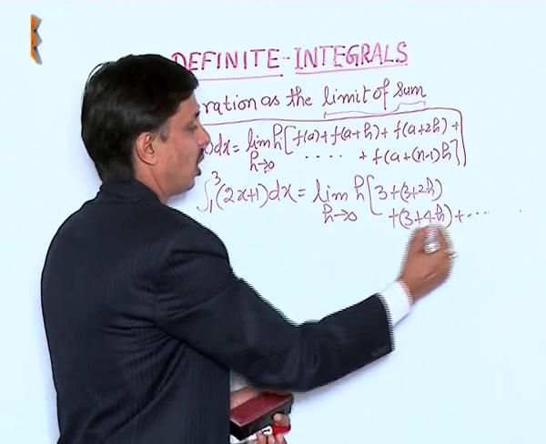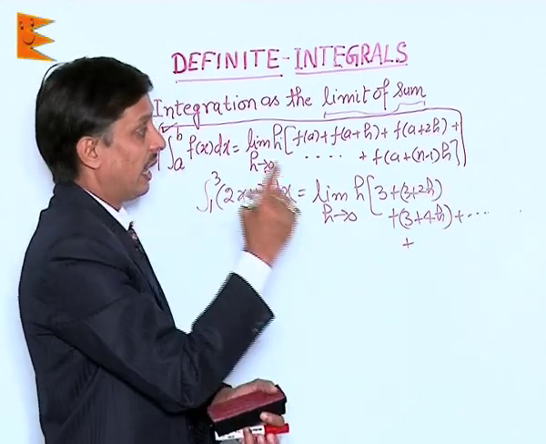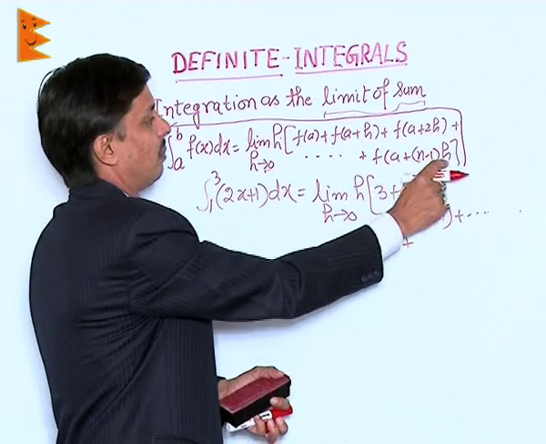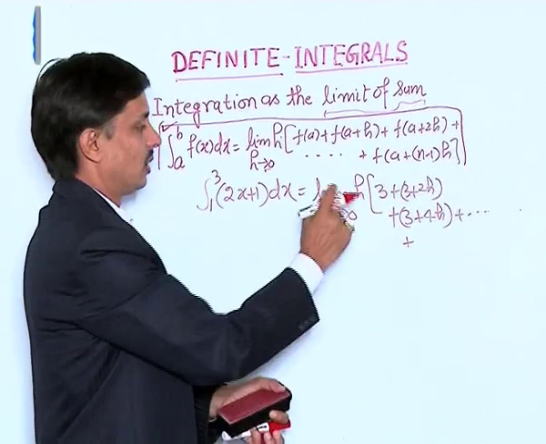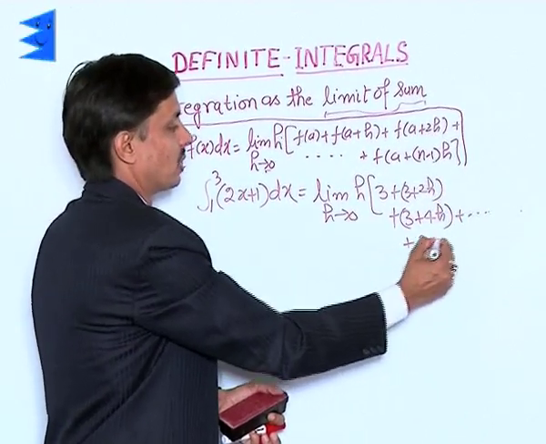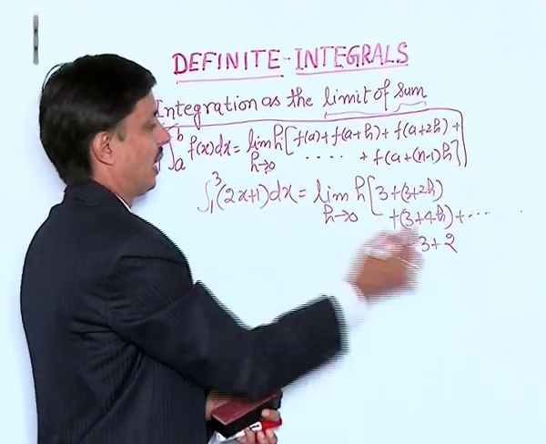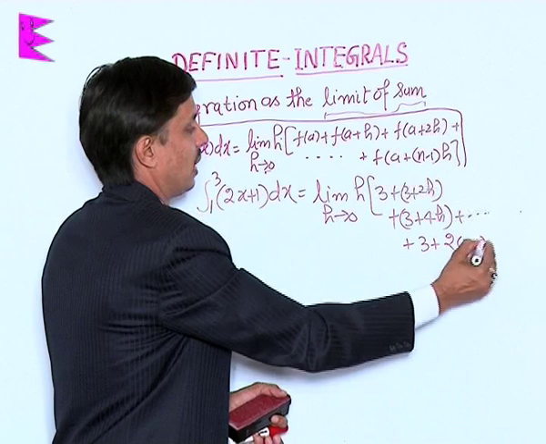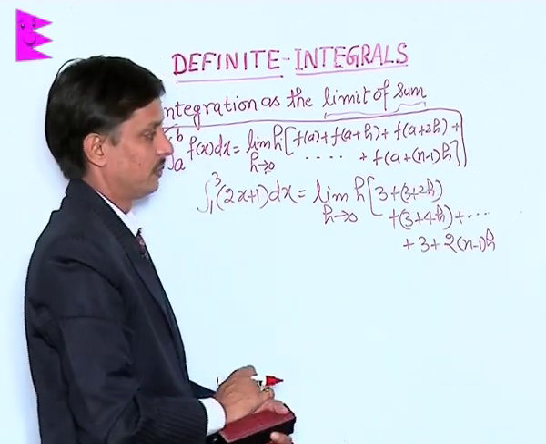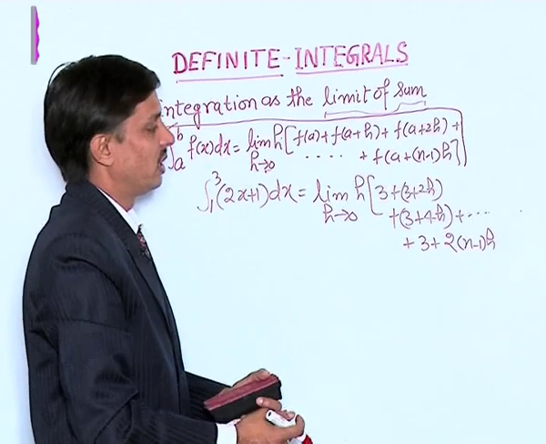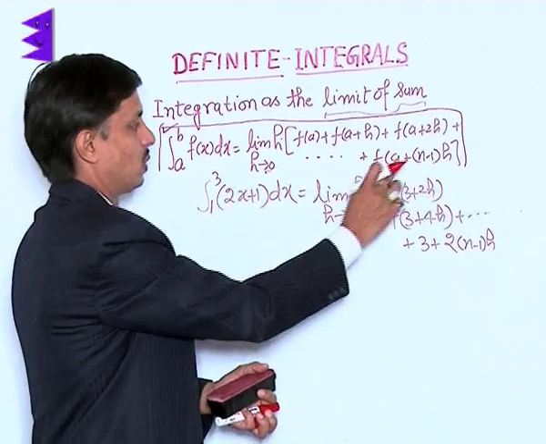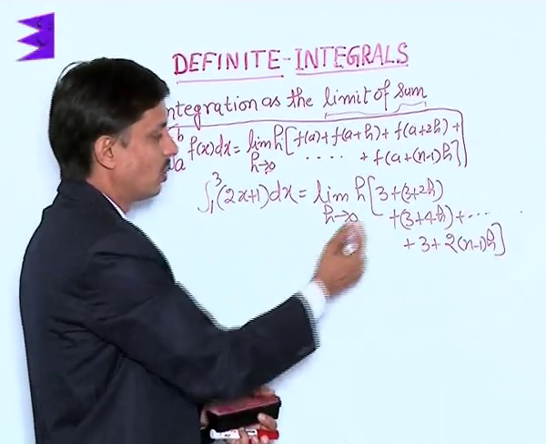Plus dot dot dot plus. And the last is a plus n minus 1 into h. That will be 3 plus 2 times of, in place of x, n minus 1 into h. So ultimately, we have just put all the values.